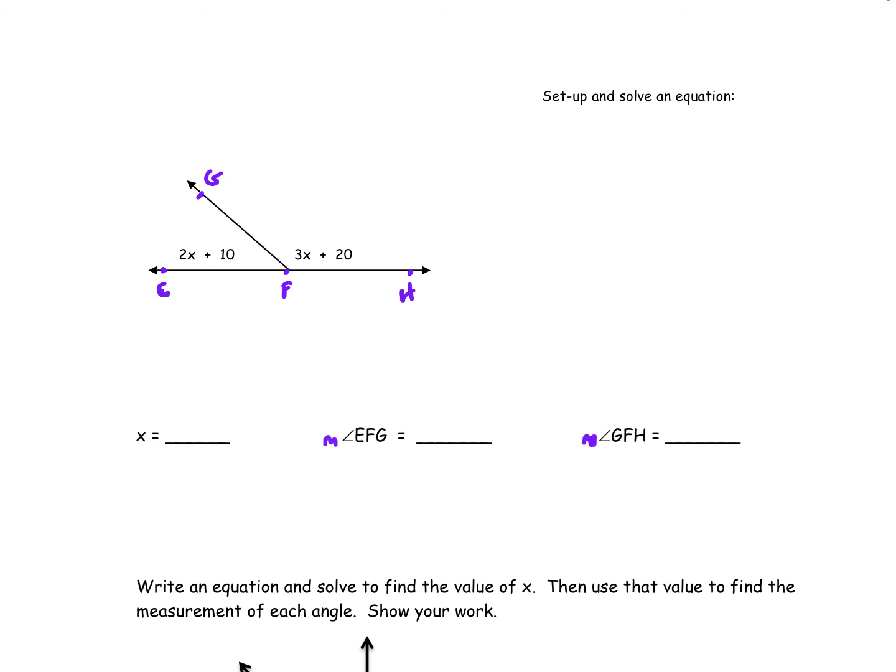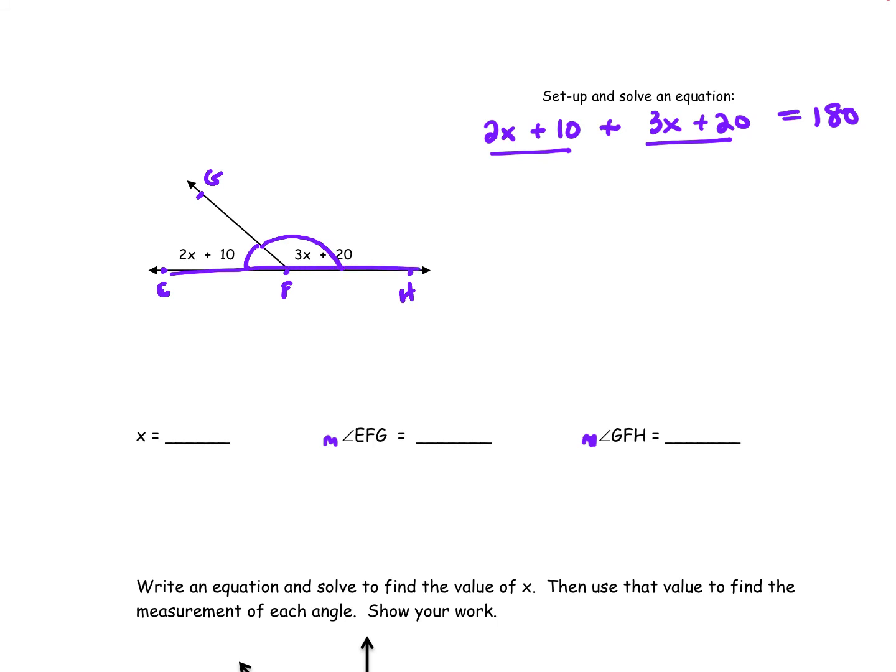So we're going to start with what they gave us. In the first angle, we were given the expression 2x plus 10. And then in the second angle, the obtuse angle, we were given 3x plus 20. And both of these angles together are going to equal 180 degrees because they both compose a straight line.